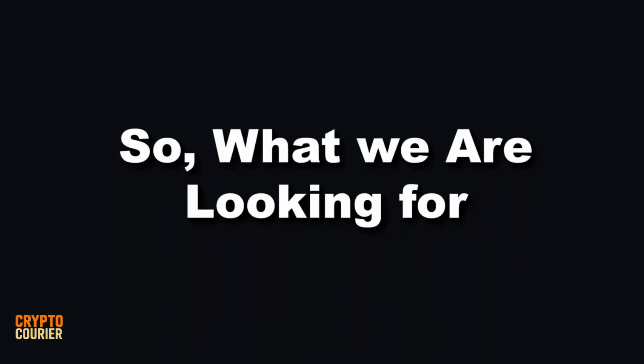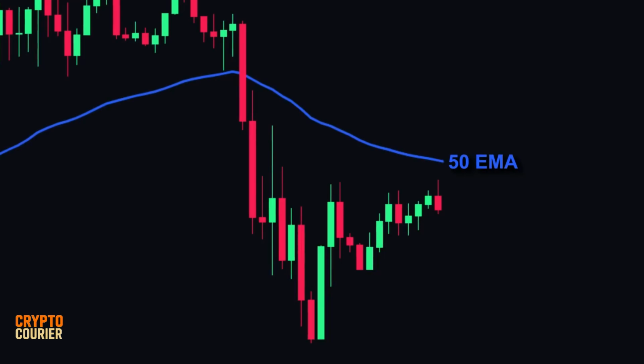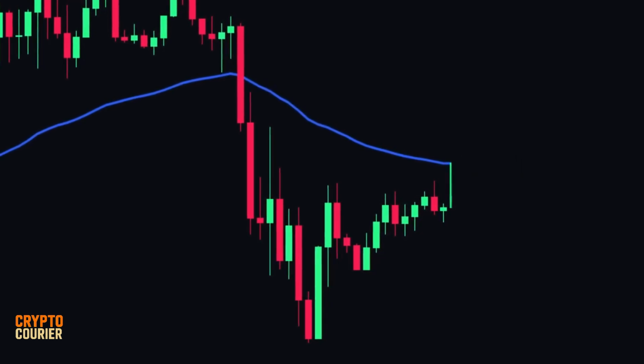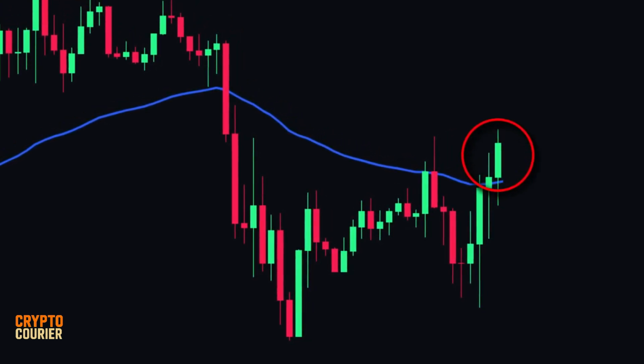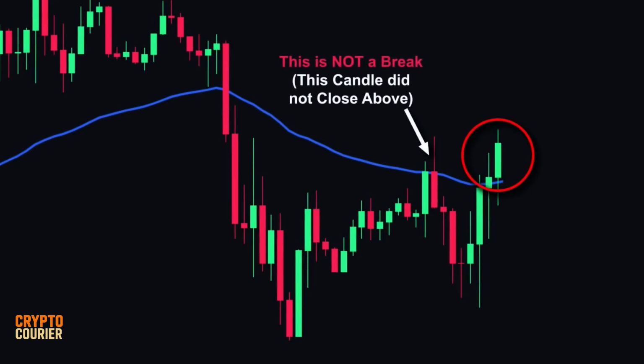So what we're looking for is a chart where the price is moving below the 50 EMA, such as in this chart, for example. The strategy starts once the price breaks above the 50 EMA and a candle closes above it, as you can see in this chart. So the first step of this strategy is complete.